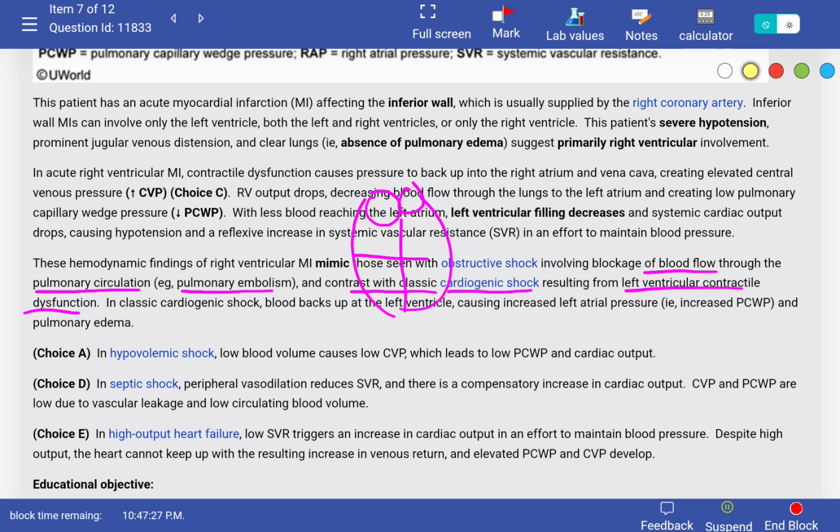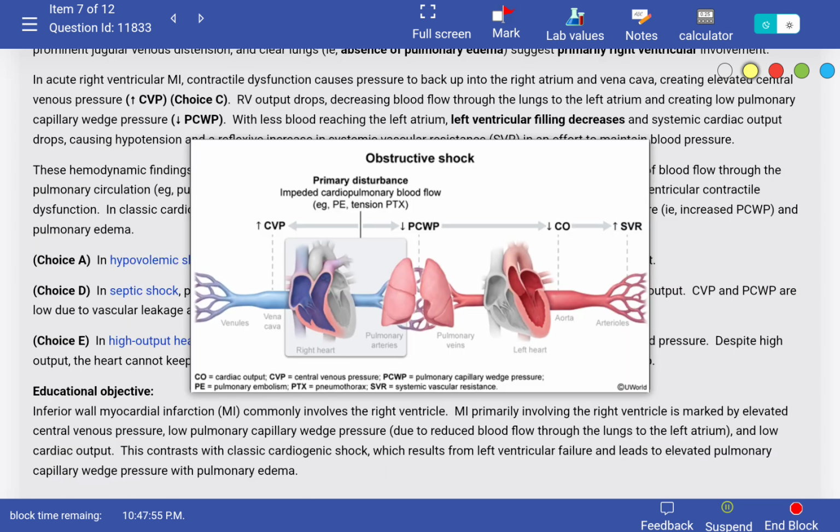increased in cardiogenic shock, right? This is important. In classic cardiogenic shock, blood backs up at the left ventricle, causing increased left atrial pressure and increased pulmonary capillary wedge pressure. Both things, as I mentioned, would be increased, and that would cause pulmonary edema, right? Now, if we go through this quickly, in obstructive shock, the primary disturbance is impaired cardiopulmonary blood flow, right? For example, in case of pulmonary embolism and tension pneumothorax.